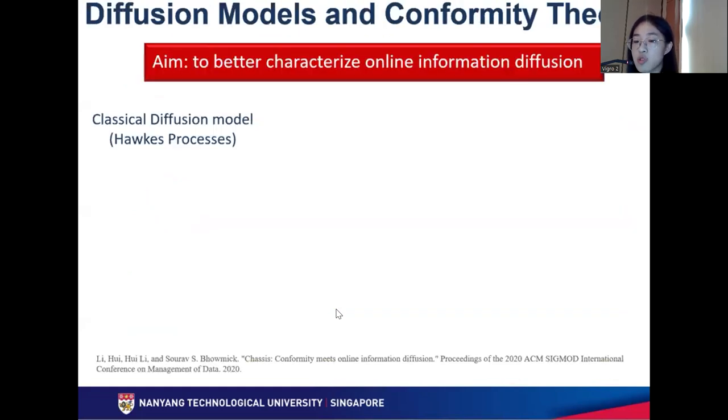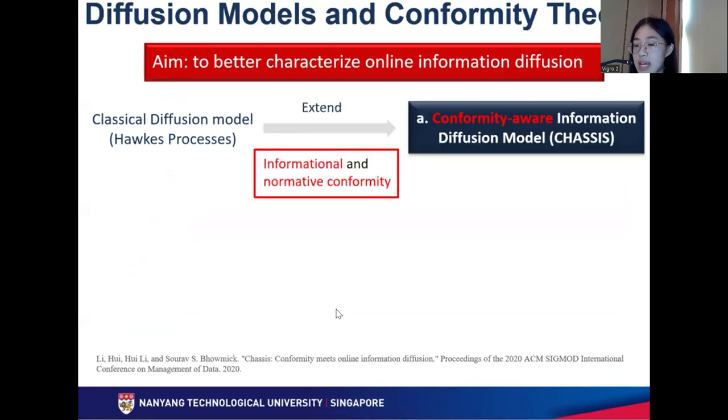So here is the structure of how this paper is conducted. To better characterize online information diffusion, it first focuses on the classical diffusion model, the Hawkes process, and extends it to a conformity-aware version. This study developed the conformity-aware information diffusion model, which we can call CHASIS in short. This extension needs the quantification of informational and normative conformity. There are two types of conformity.